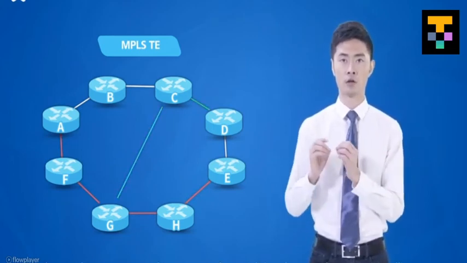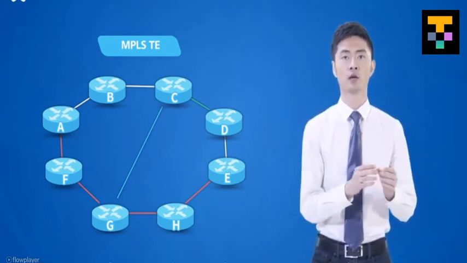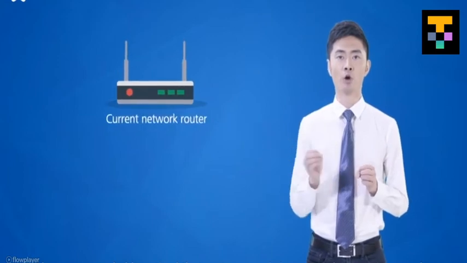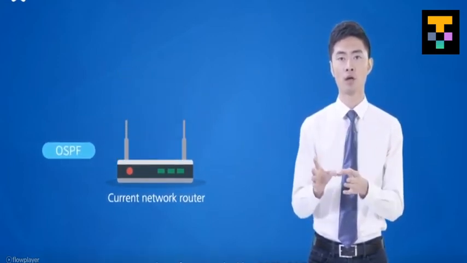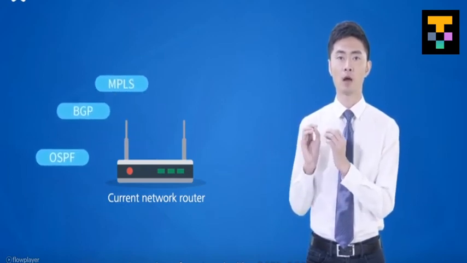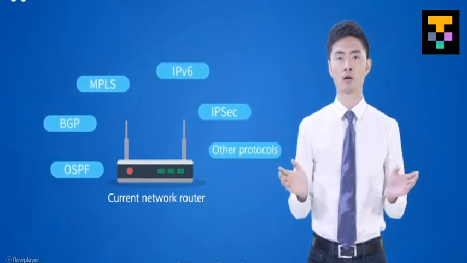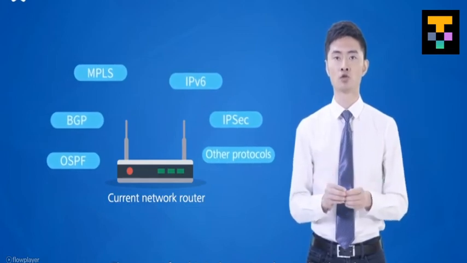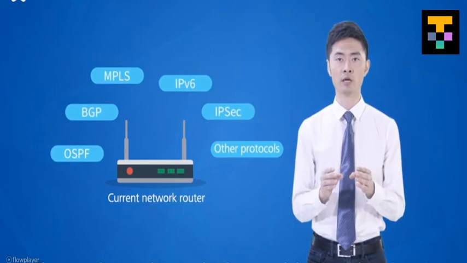This is what we mean when we say that the traditional networks are not intelligent and cannot resolve network congestion issues in real time. Also, you've probably noticed that the routers on existing networks are quite complex, running a lot of protocols like OSPF, BGP, MPLS, IPv6, and IPsec, all at the same time. The reason for this is that networks are distributed. That means that every device needs to have control plane protocols running on it.